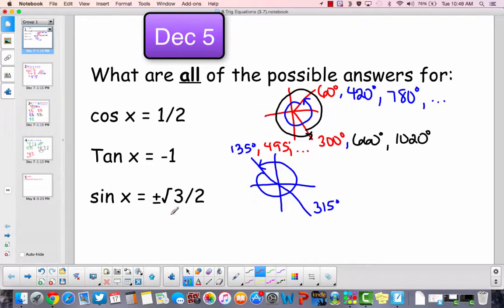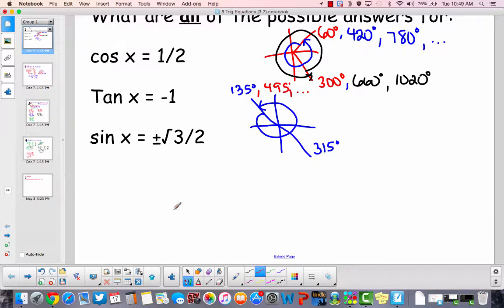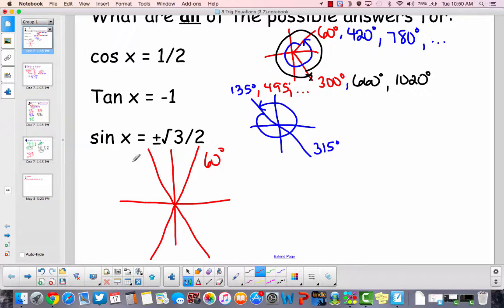Now for sine, we've got all of the possibilities here. We've got both positive and negative. Okay. So we have our first quadrant angle, we have our second quadrant angle, we have our third quadrant angle, and we have our fourth quadrant angle. This would be 60 degrees. This would be 120. This would be 240. And this would be 300 degrees.